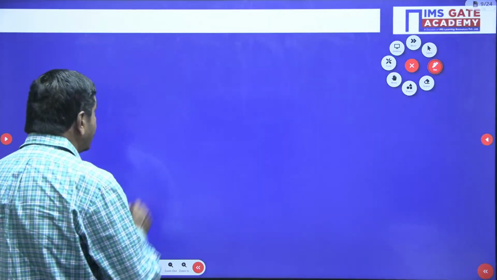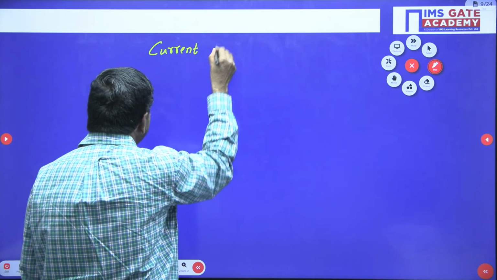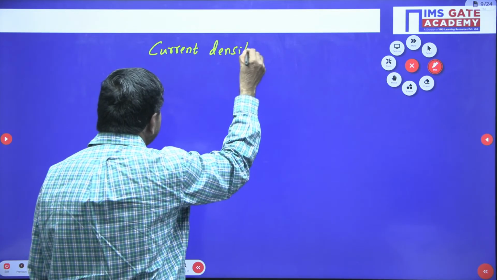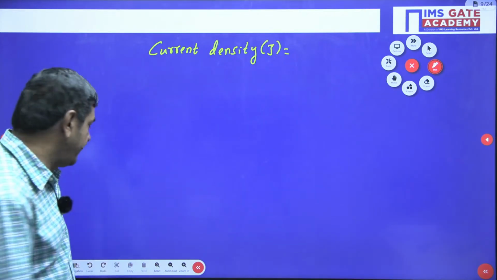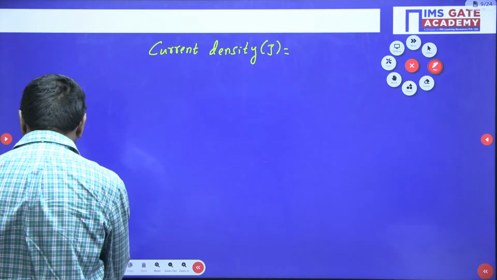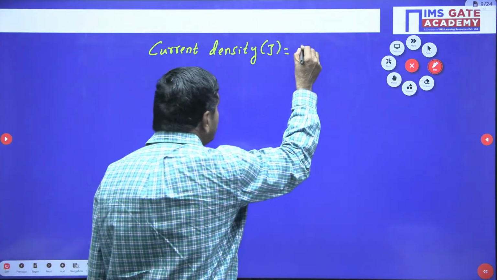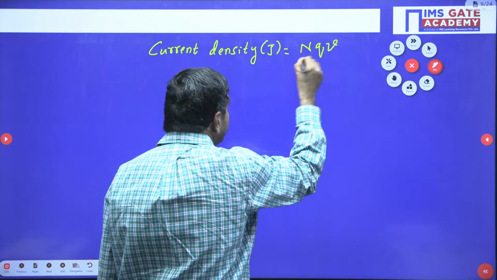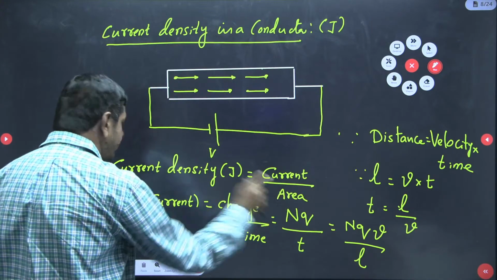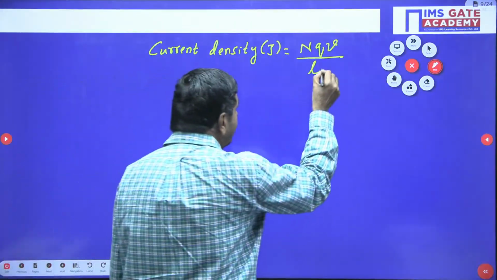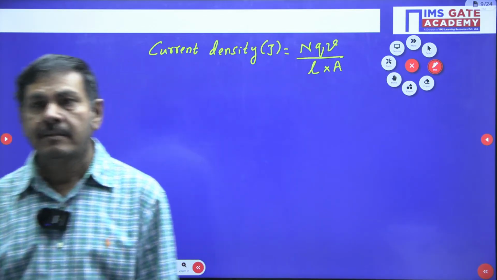Now I can write current density J. I said current by area is nothing but the current density. I already got the current, NQV by L. NQV by L, that is the current, divided by area. Area I will put as A. Follow this.